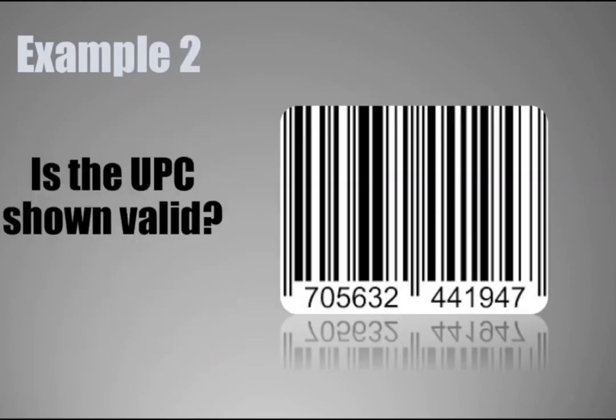Now for the second example, we are going to determine if the universal product code 70563244197 is valid, in which our 7 will be our D sub 1, 0 will be our D sub 2, and 5 will be our D sub 3, up until 4 will be our D sub 11, and 7 is our D sub 12. Again, consider that the first, 3rd, 5th, 7th, 9th, 11th digits will be multiplied by 3.